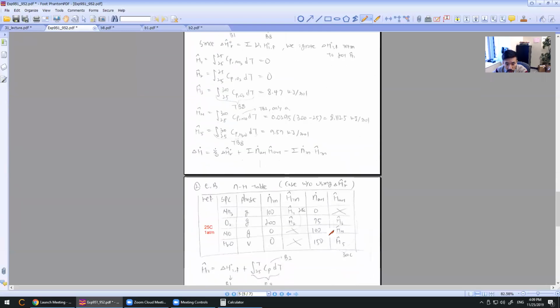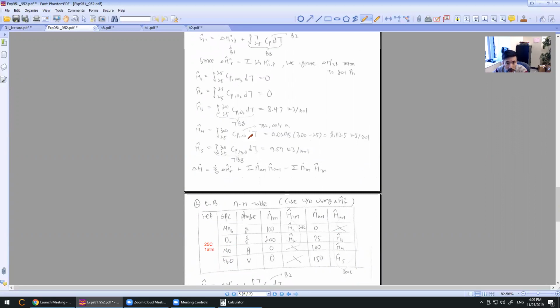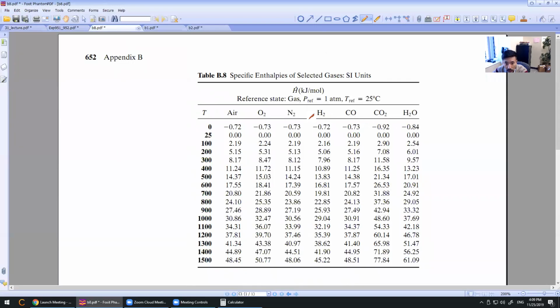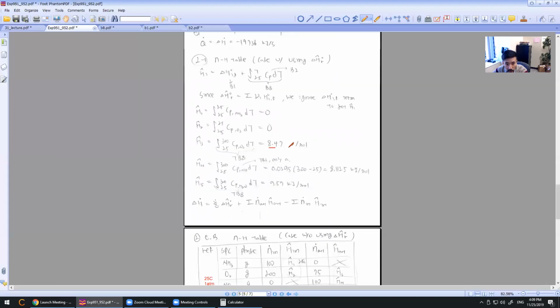H3 is going to be this one, right? That is oxygen from 25 to 300C. So H3 is the integral from 25 to 300 of CP oxygen dT. And then we can find this value from table B8, oxygen at 300, that is 8.47. So you just plug in the number right here.